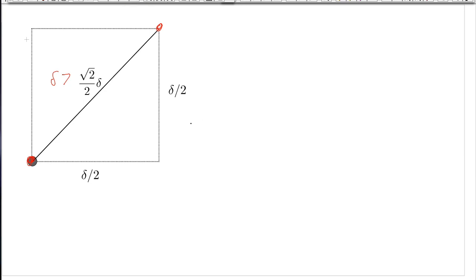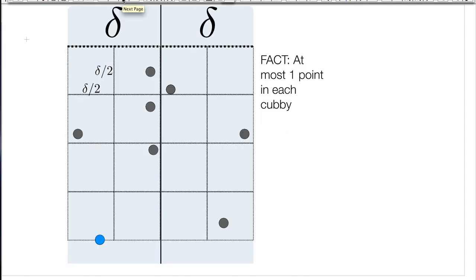So we know that cubbies have at most 1 point. And this is our second major insight. How can we exploit this? Well, then comes that geometric packing argument that I made.